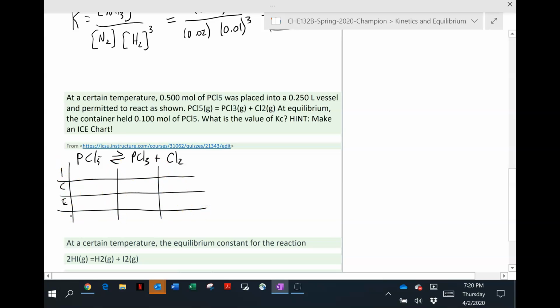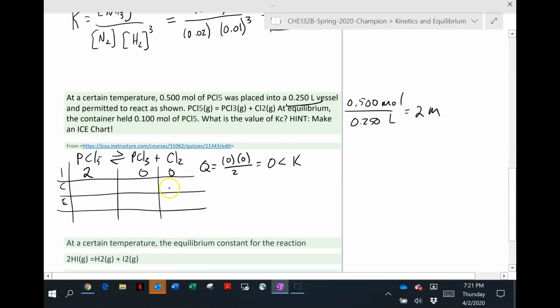And let's see what we're told. We're told it's a 0.250 liter vessel, and initially we have 0.5 moles over 0.250 liters. That's 2 molar, so this is the 2 that goes right there. Presumably we have 0 of these. Q is going to be 0 times 0 over 2. That's 0. Got to be less than K, because K can't be a negative number.